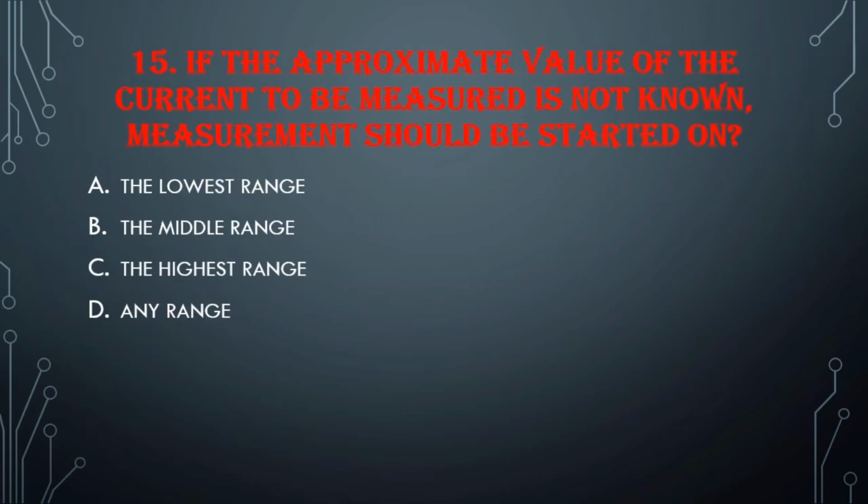The next question for you all, my friends, is: if the approximate value of the current to be measured is not known, measurement should be started on. The options are A. The lowest range. B. The middle range. C. The highest range. D. Any range. And your time starts now.